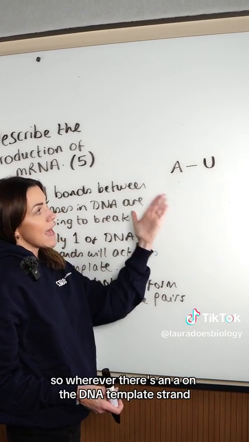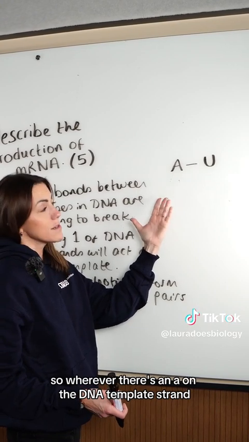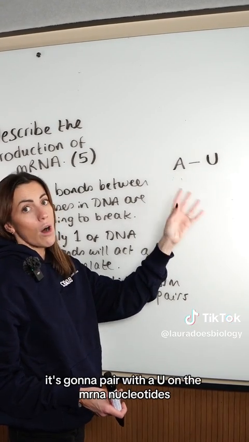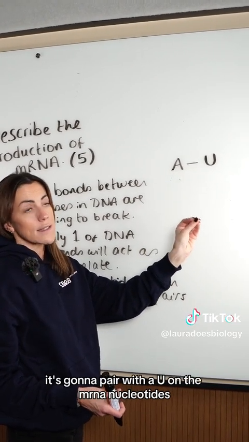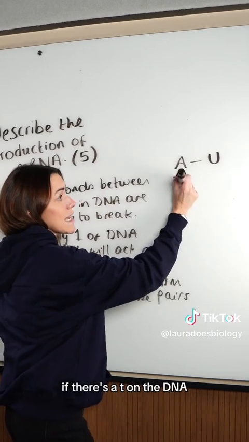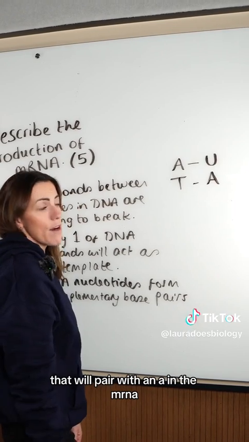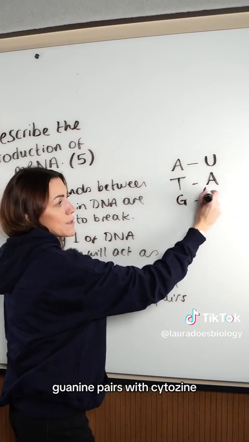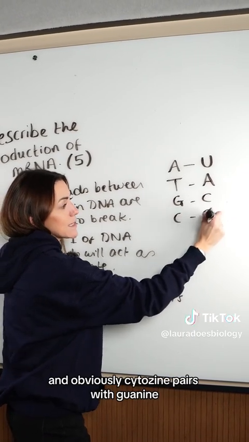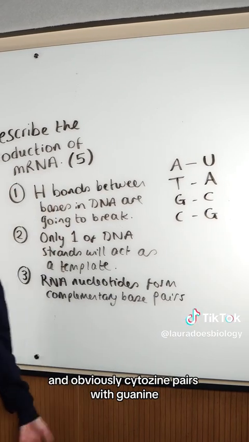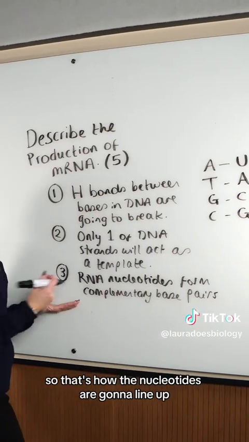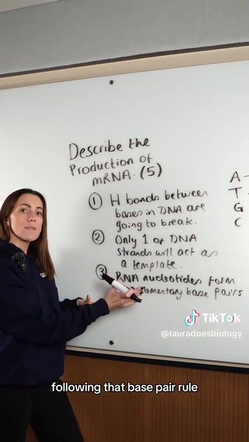So wherever there's an A on the DNA template strand, it's going to pair with a U on the mRNA nucleotides. If there's a T on the DNA, that will pair with an A in the mRNA. Guanine pairs with cytosine, and obviously cytosine pairs with guanine. So that's how the nucleotides are going to line up following that base pair rule.